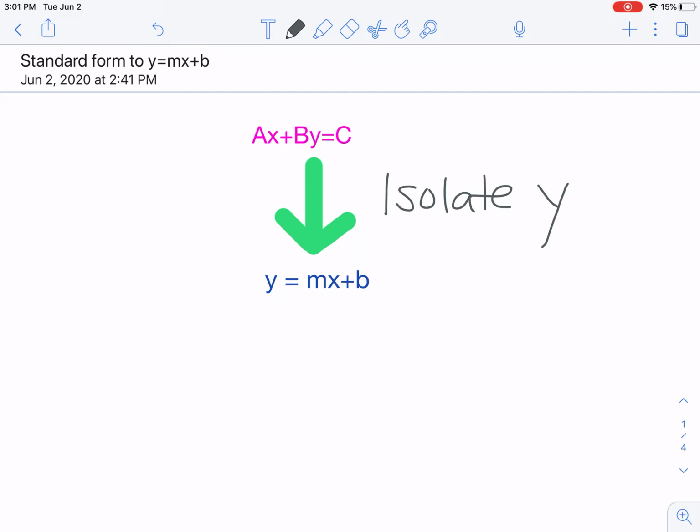solve for y. The only time that we really want standard form is when we're trying to find an x-intercept by letting y equal 0, or find a y-intercept by letting x equal 0. But y equals mx plus b is much easier in terms of what's my y-intercept and what's my slope or rate of change so that I can graph the line. So in order to isolate y, let's look at an example of how we're going to use our steps for solving an equation to do this.